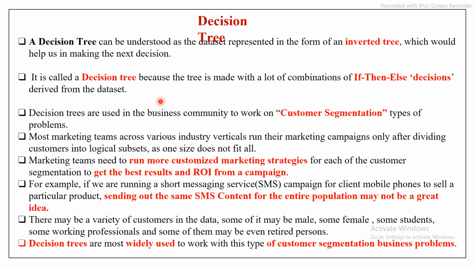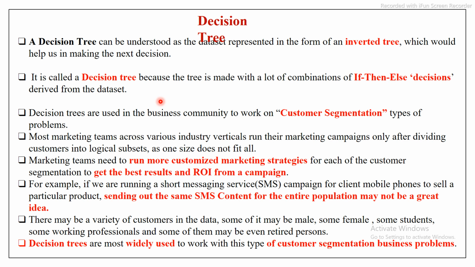For example, if you are running an SMS campaign: when digital marketing was on the rise, people used to do SMS marketing. At that time, you could not send the same type of SMS to the entire population. It's not possible. So you have to divide your customers based on logical segments, and only then can you send out the SMS. How are you going to filter which SMS is to be sent to which segment of people?